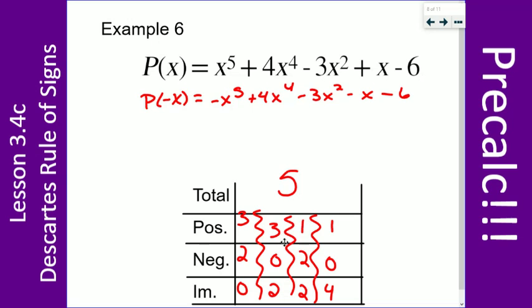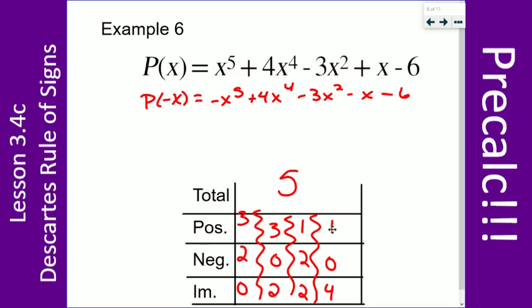If we take away 2 from our positive solutions, we're left with 1 positive solution, 2 negative solutions, and 2 imaginary solutions. So that could be what would happen if we lost two of our positive solutions.